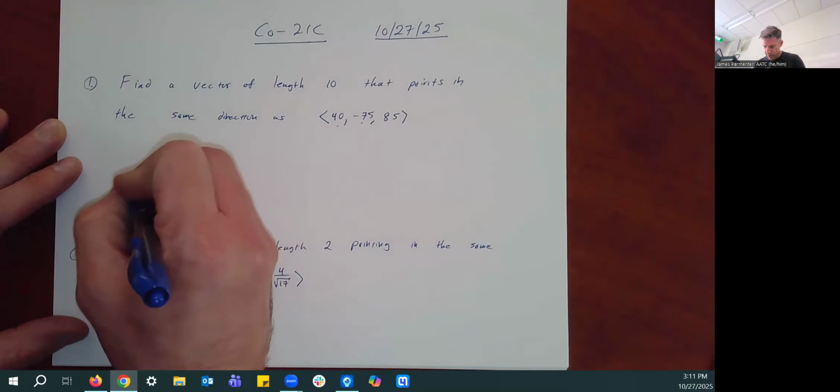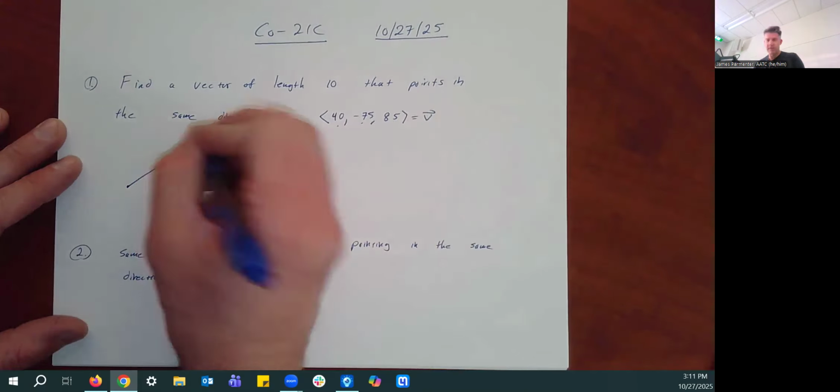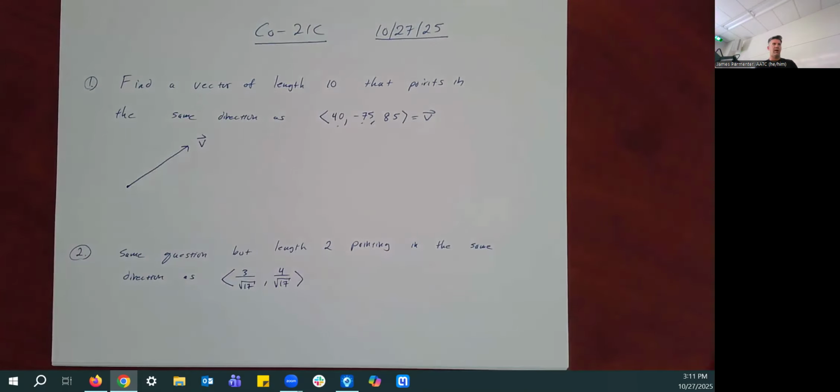Here's our vector pointing here, like let's call this vector v. Let's pretend this is the vector v, and it's however long it is. It's probably pretty long, right? Because it's got some pretty big components. But the idea is always the same here. To find a vector that points in the same direction with whatever length you want, first normalize the vector you're given to make it a vector of length 1, and then multiply it by whatever length you want it to be, so it'll be a vector of length 10.